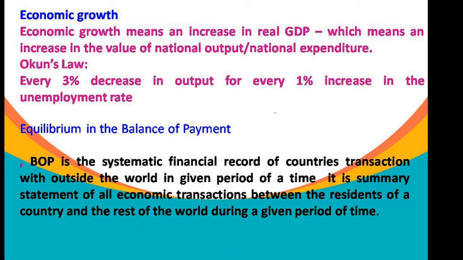Okay, the fourth objective of macroeconomic policy is equilibrium in the balance of payments. Balance of payments is a systematic financial record of a country's transactions with the outside world in a given period of time. That means the transactions that a country like India is having with the outside world, we are recording all these transactions in a year. A nation's BOP is a summary statement of all economic transactions between the residents of a country and the rest of the world during a given period of time.